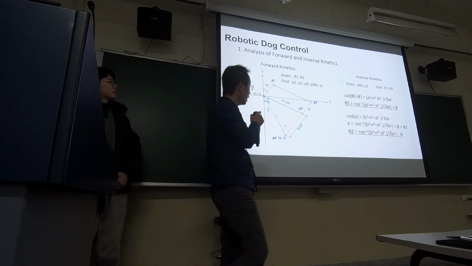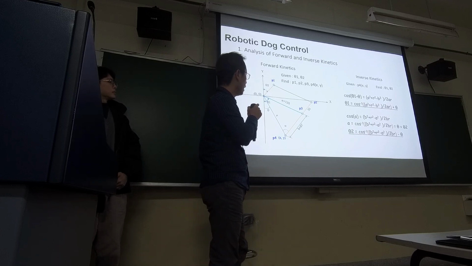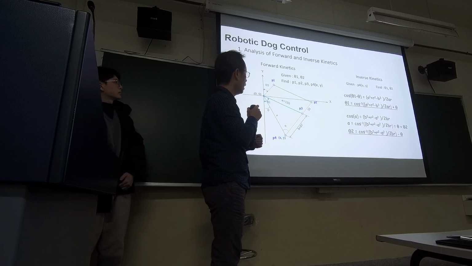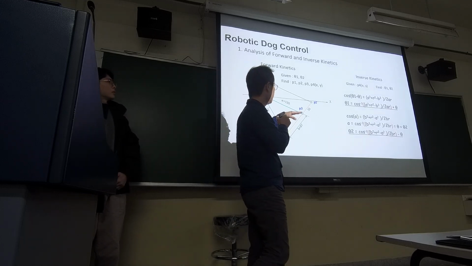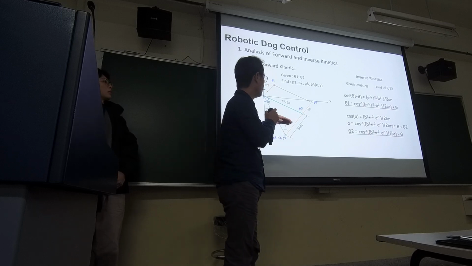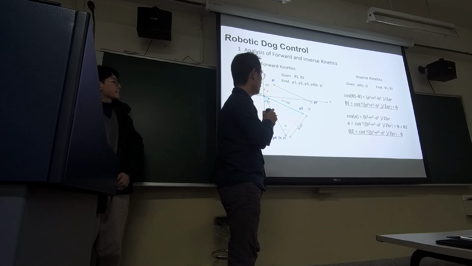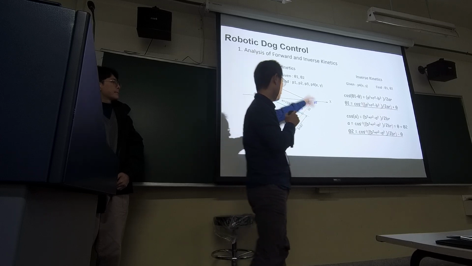Then I also need to build the inverse kinematics equation. That means from the given P4 endpoint of the leg, I need to find theta 1 and theta 2. These are the equations.